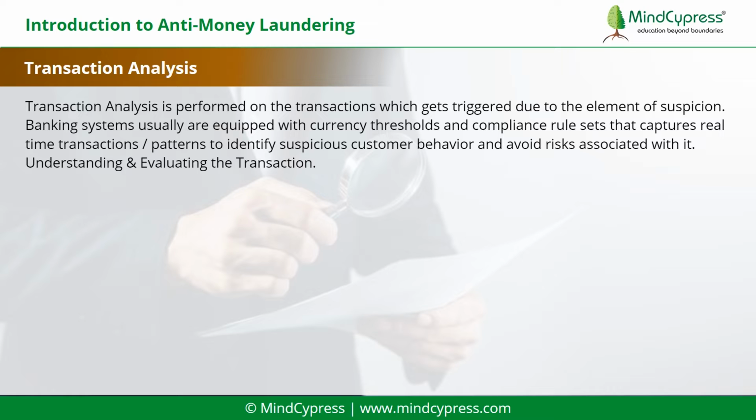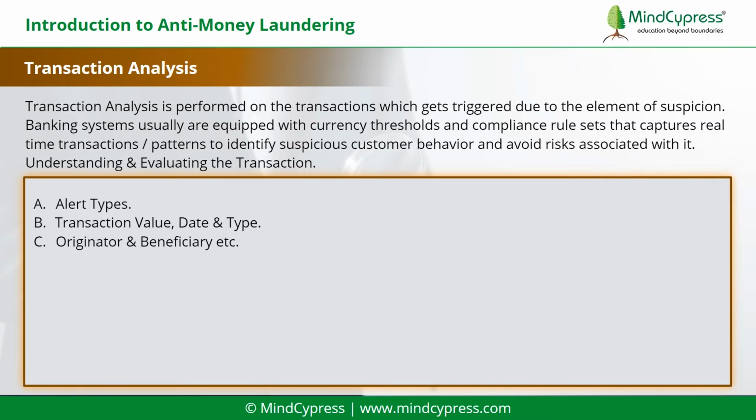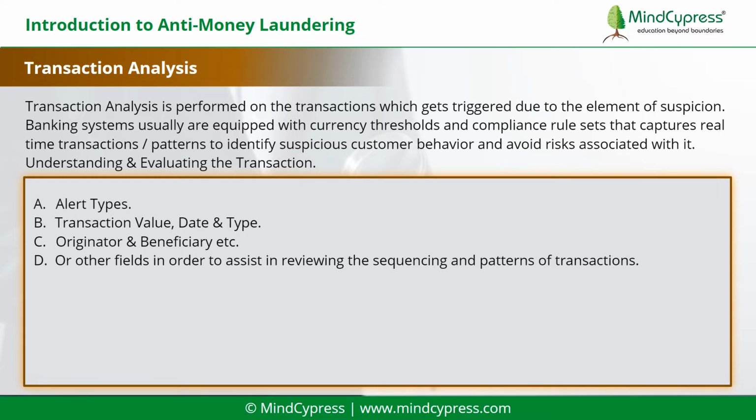Understanding and evaluating the transaction. Understand the underlying transaction and identify the activity which triggered the alert by looking at the below attributes. A. Alert types. B. Transaction value, date and type. C. Originator and beneficiary, etc. D. Or other fields in order to assist in reviewing the sequencing and patterns of transactions.